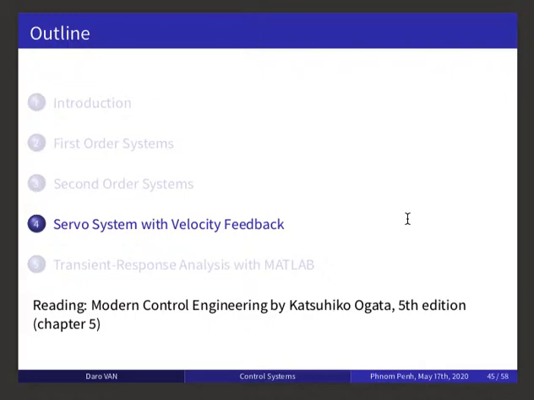This is part 6 of lecture 7, Transient and Steady State Response Analysis. In this section we'll discuss servo system with velocity feedback. Please refer to this chapter for more detailed explanations. Okay?